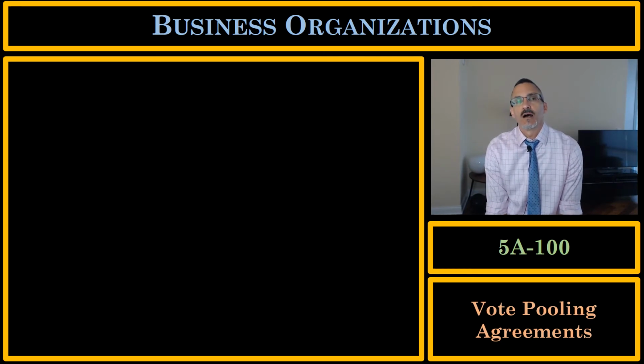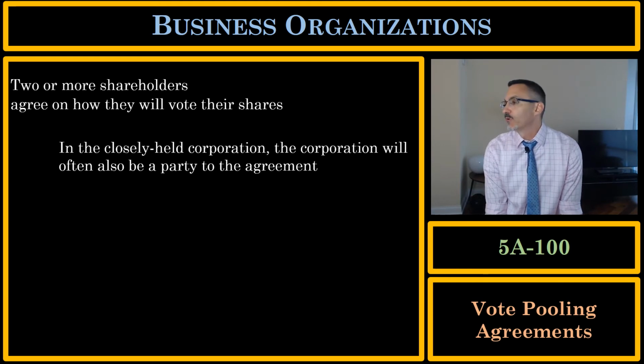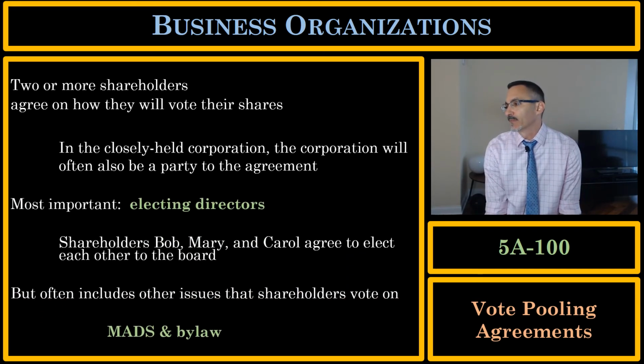All right, let's talk about vote pooling agreements. Vote pooling agreements is where two or more shareholders agree on how they will vote their shares. In the closely held corporation, this is very common. The corporation will also be a party to the agreement. Normally, not always, but normally. So two or more shareholders say, let's get together and let's vote our shares as a block. And this is how we will vote. The most important subject of a vote pooling agreement is usually how we're going to elect directors.